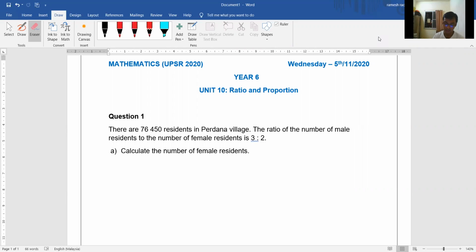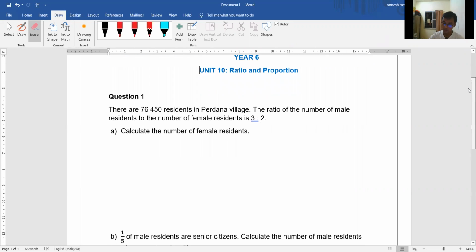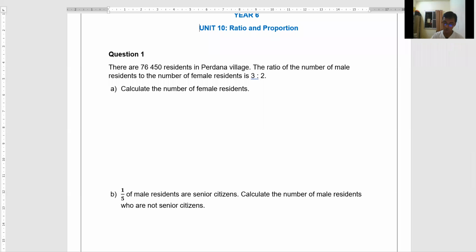Today's lesson is about unit 10, ratio and proportion. In this episode, we're going to see one of the common questions that will be asked in this topic. It's in the UPSR. So when you look at question number one here, I have two methods to solve these types of questions. First, let's read the question.